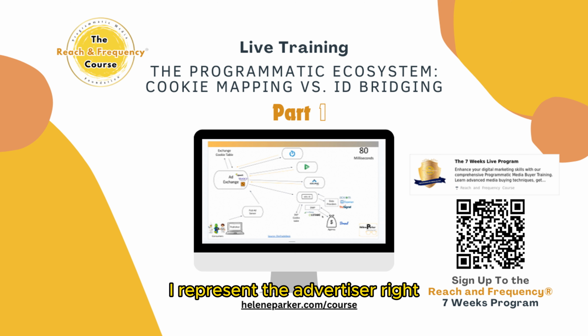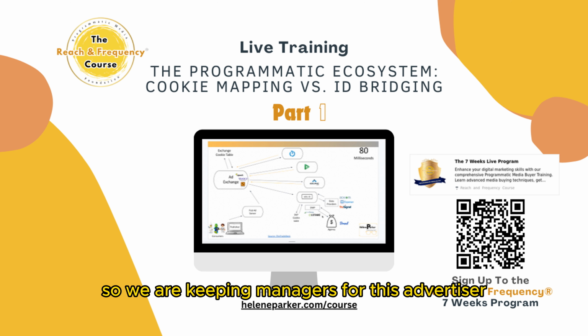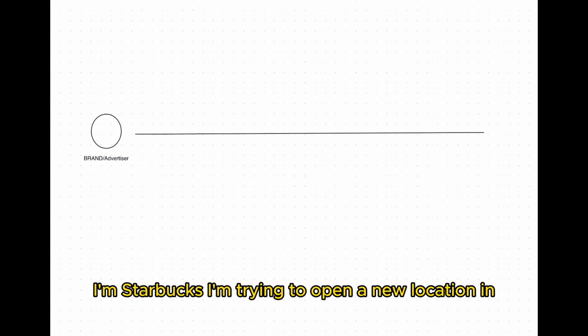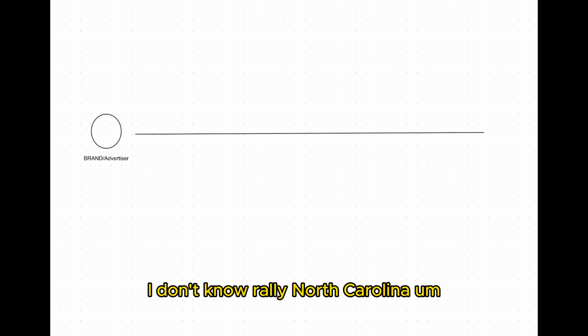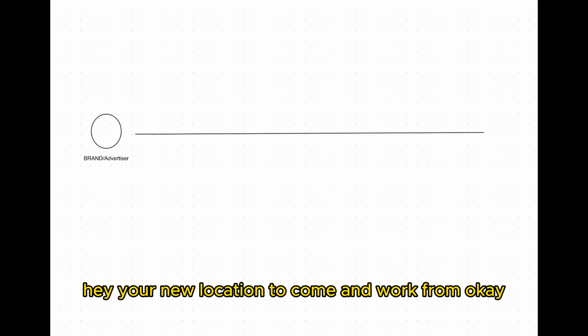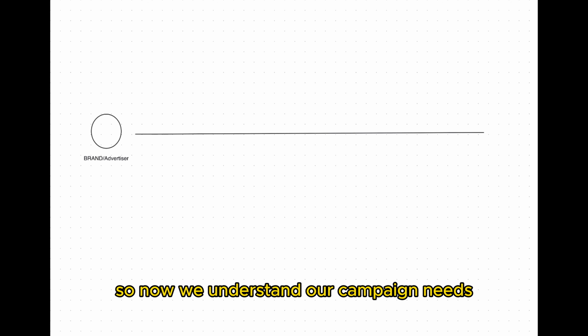that represent the advertiser, right? So we are campaign managers for this advertiser. And the advertiser is like, I'm Starbucks. I'm trying to open a new location in, I don't know, give me a city here. I don't know, Raleigh, North Carolina. And I want to target everybody that is working from home to let them know, hey, a new location to come and work from. Okay. So now we understand our campaign needs.